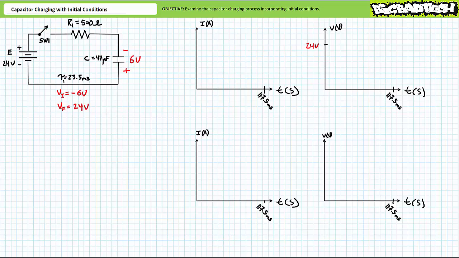This initial 6 volt differential, bottom to top, can therefore most appropriately be considered an initial voltage of negative 6 volts. You'll note, despite the incorporation of an initial condition, the time constant for this circuit remains the same at 23.5 milliseconds. Let's make this an interactive exercise.